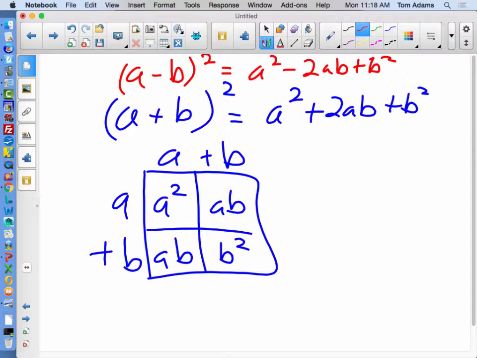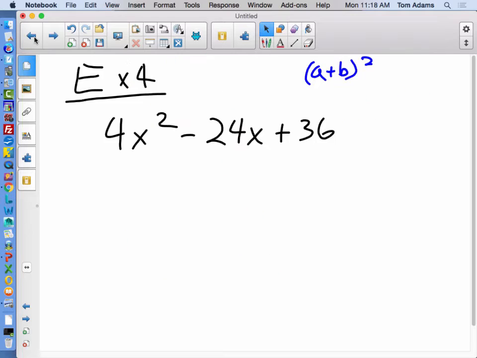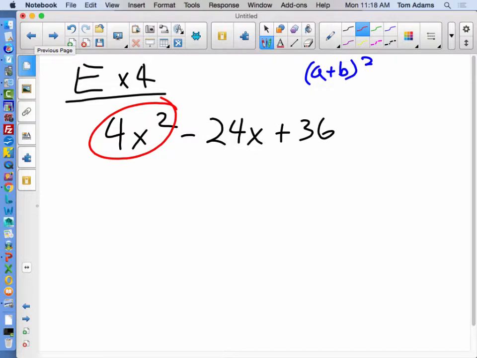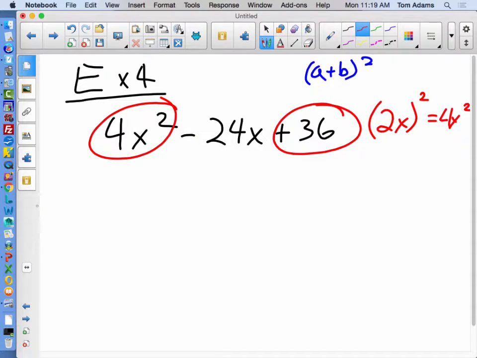So what you could do is, if you look at this previous problem, see this? This is like something squared. This is something squared. Right? So, like, if I say 2x and I square it, that equals 4x squared. If I say 6 squared, that equals 36. You ready to watch this?